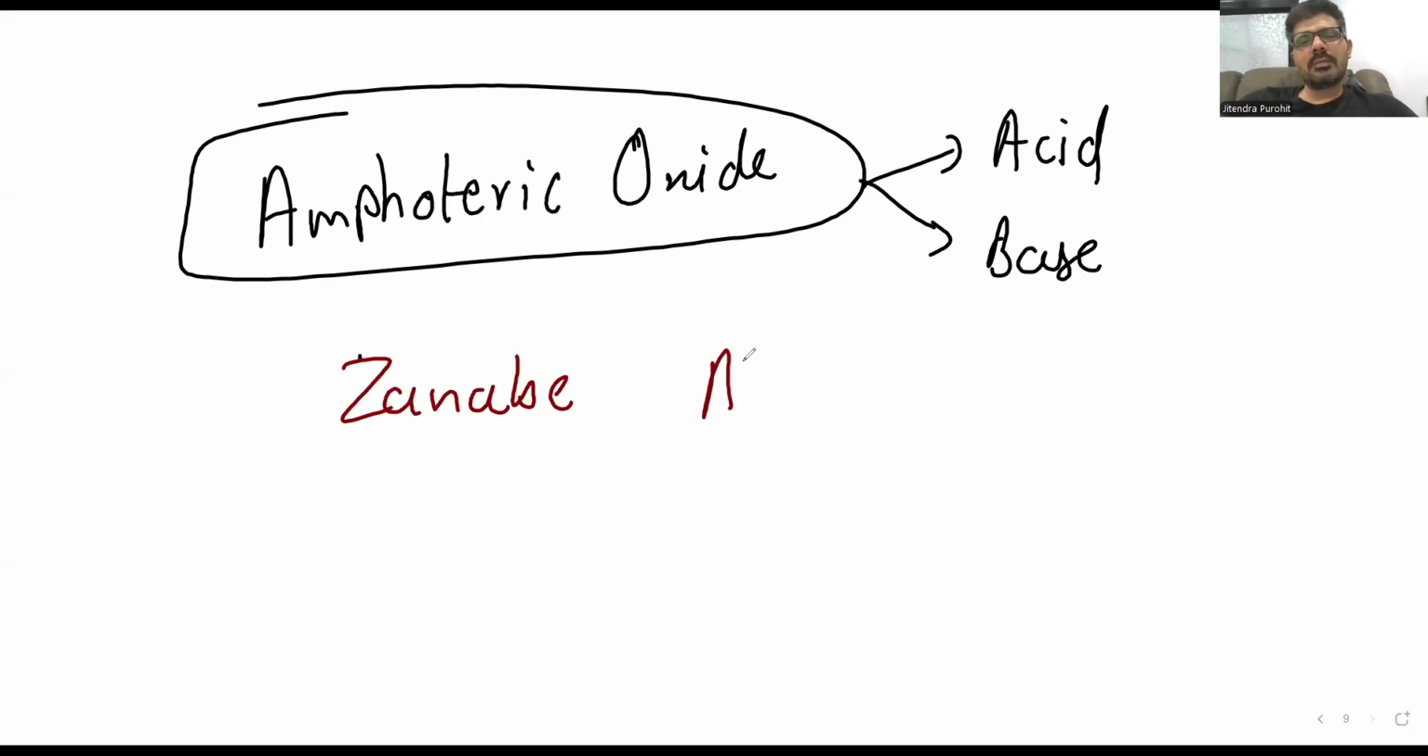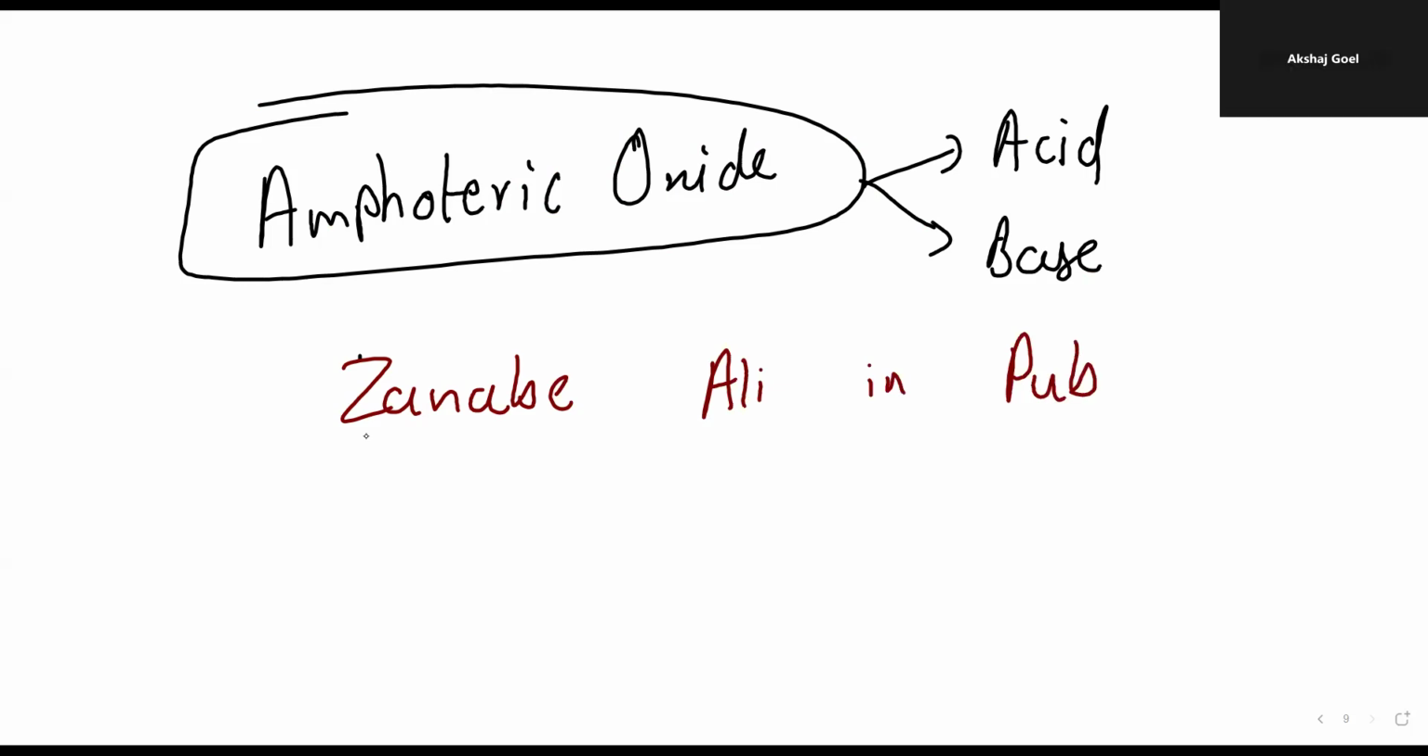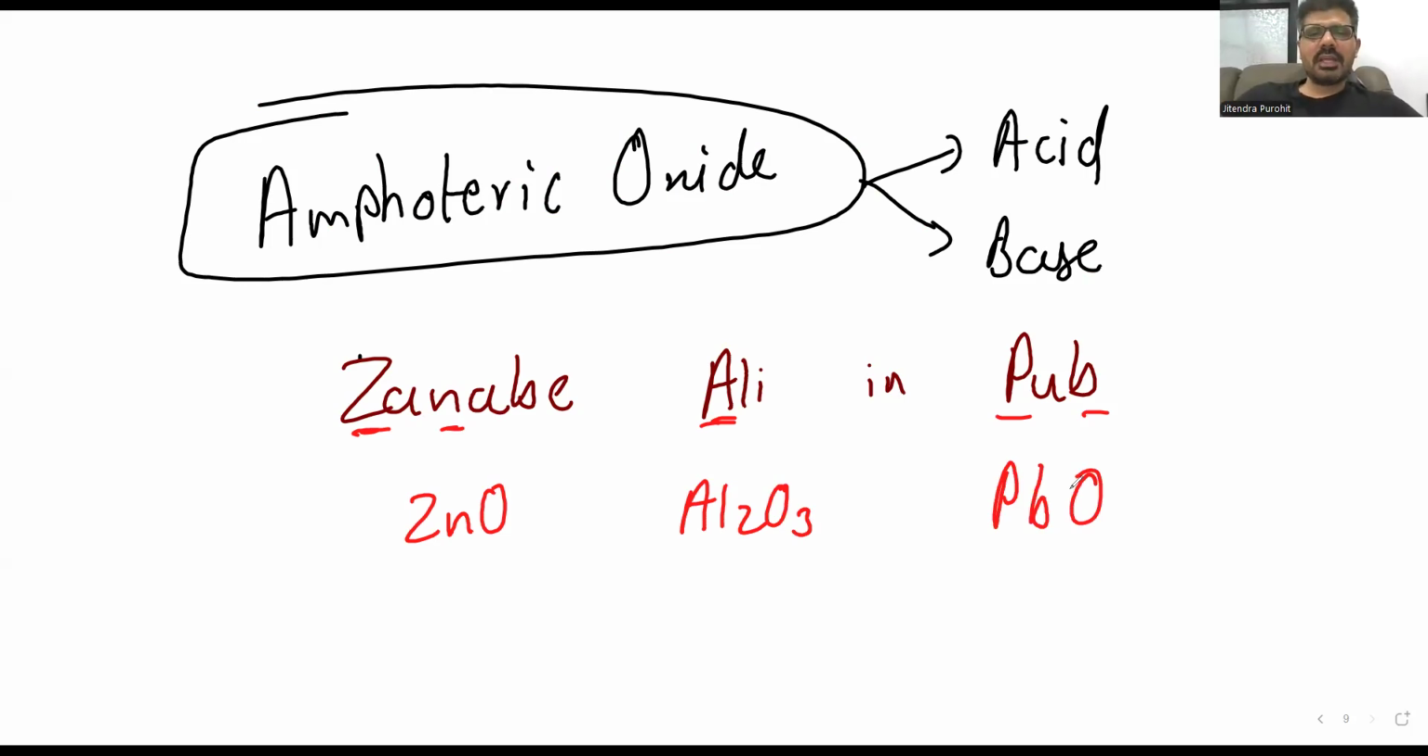Which oxides are amphoteric? Zinc oxide, aluminum oxide, and lead oxide. These are amphoteric oxides. Then, beta, we go to neutral oxides.